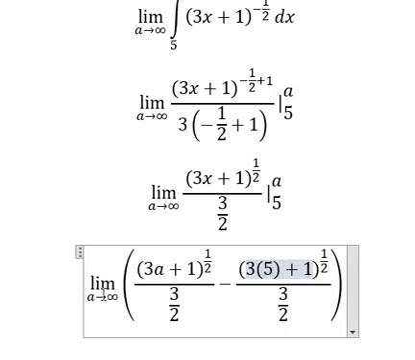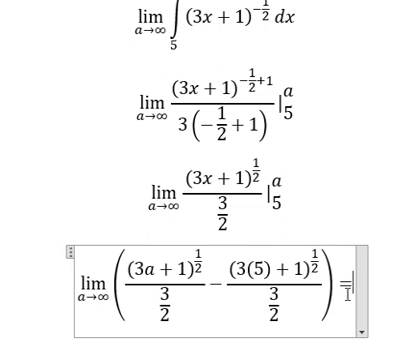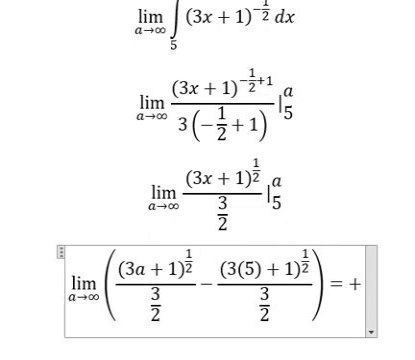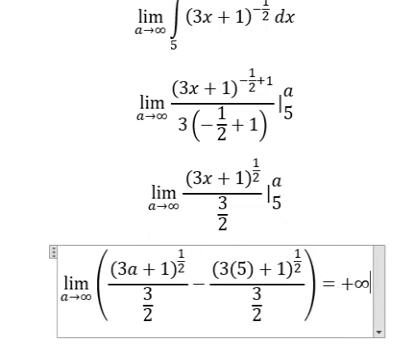When 8 approaches positive infinity, this one will go to positive infinity. That means everything goes to positive infinity. And this is the final answer.